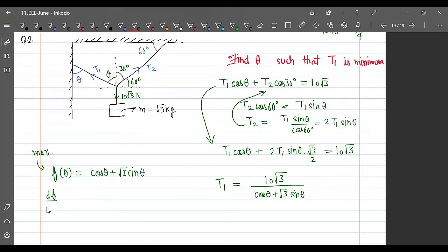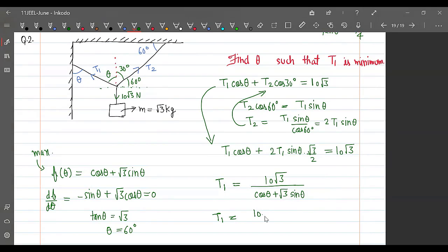So df by d theta क्या हो जाएगा? That will be cos theta का differentiation minus sine theta plus root 3 cos theta. This should be 0. यहाँ से आ जाएगा tan theta is equal to root 3, that means theta should be equal to 60 degree. So when theta is 60, f theta maximum होगा, T1 minimum हो जाएगा.